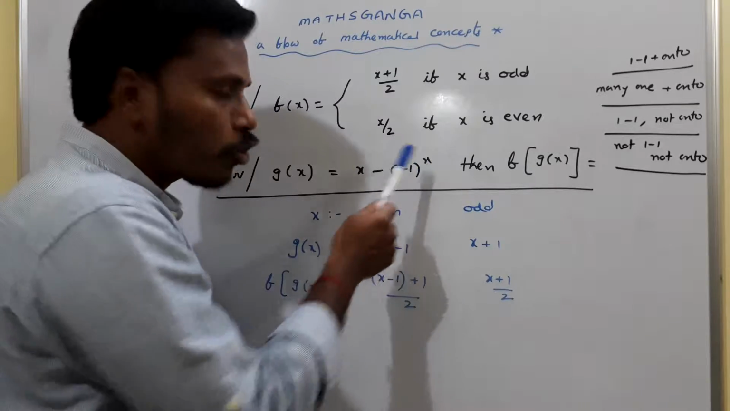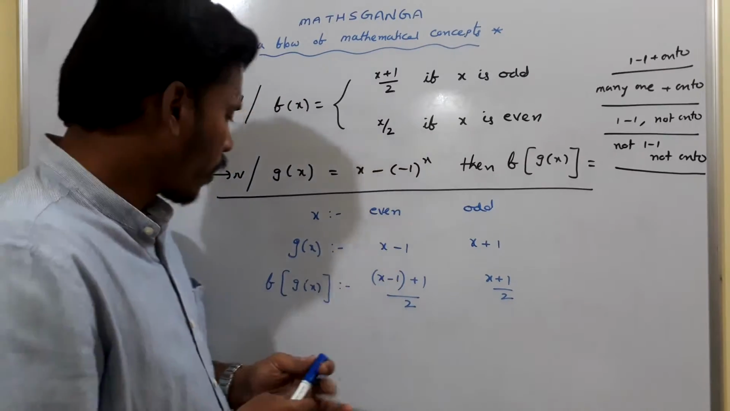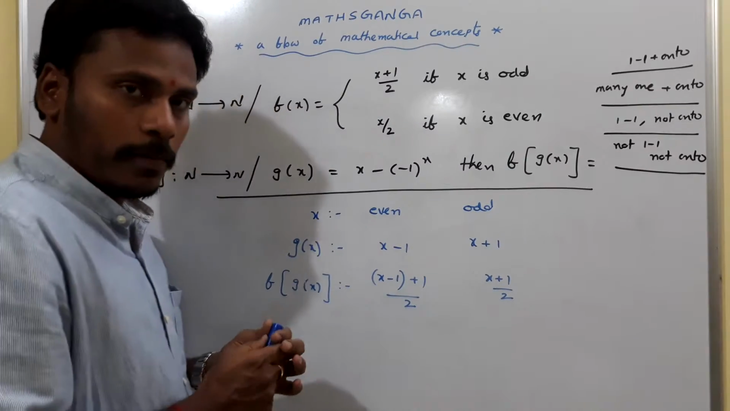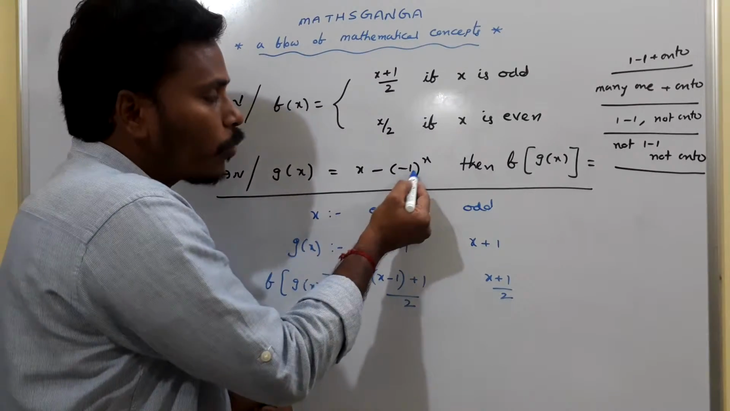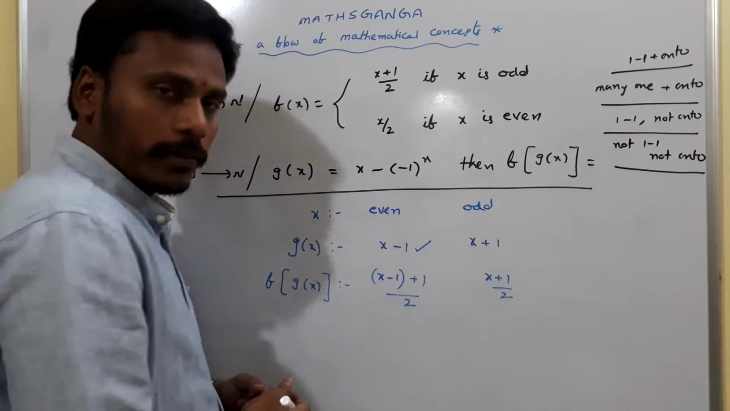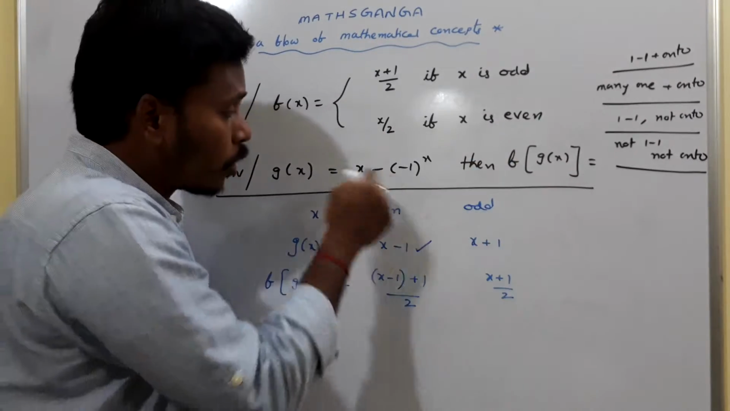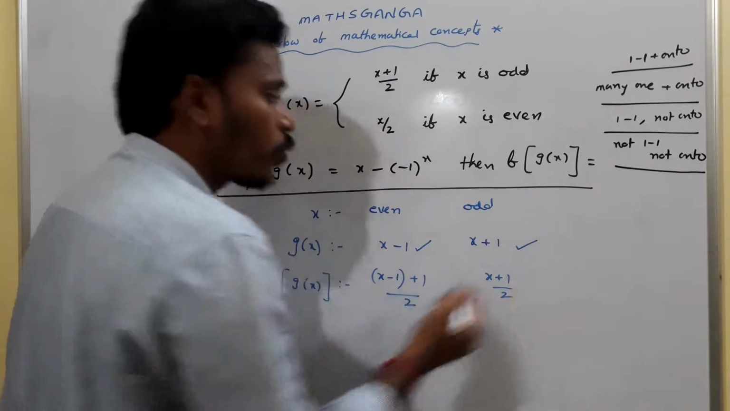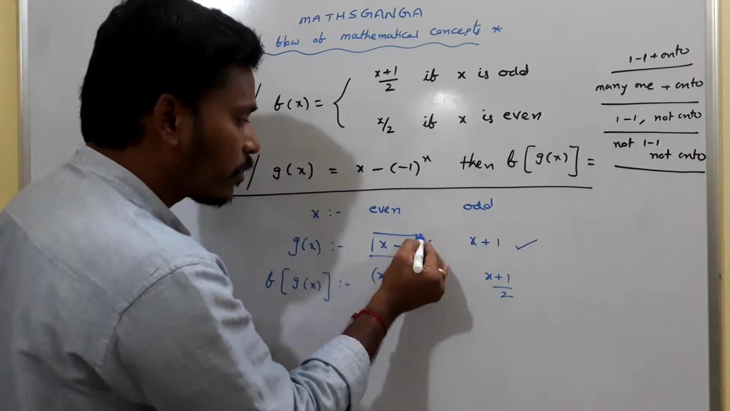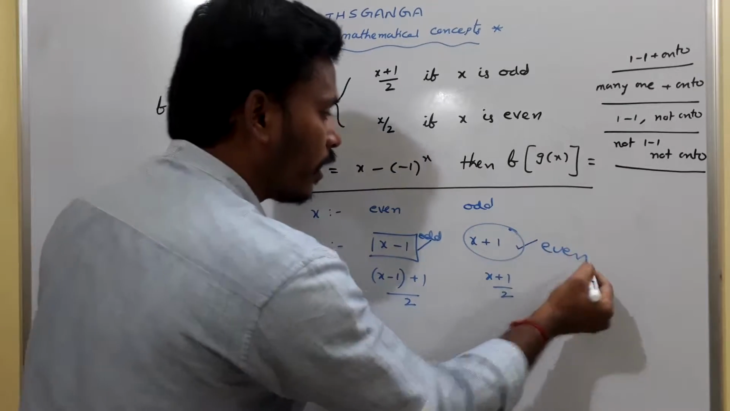See, here we have two cases. Since it is given like minus 1 to the power x, we need to think about x, whether it is even or odd. So I have two cases for x: if x is even, as well as if x is odd. If x is even, minus 1 to the power even number is 1, so g of x will become x minus 1. Whereas if x is odd, minus 1 to the power odd number is minus 1. So x minus of minus 1 is x plus 1. Now if you think, since x is even, this x minus 1 is odd, whereas since x is odd, this x plus 1 is even.